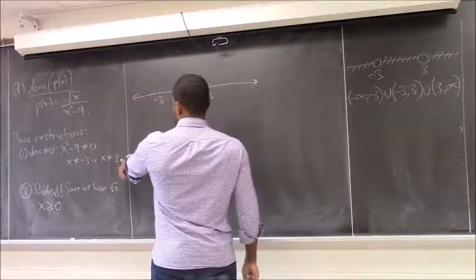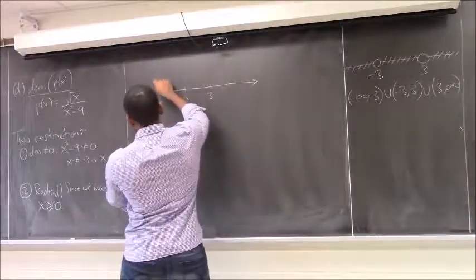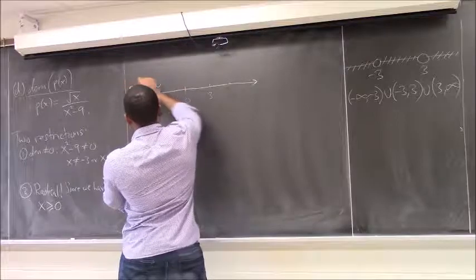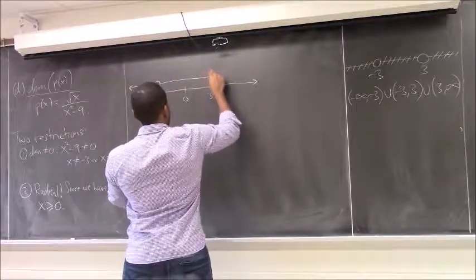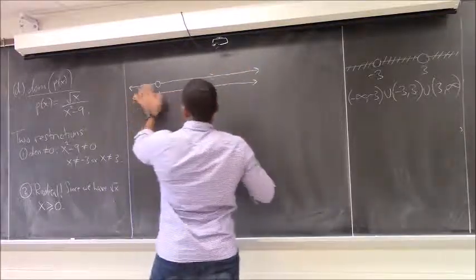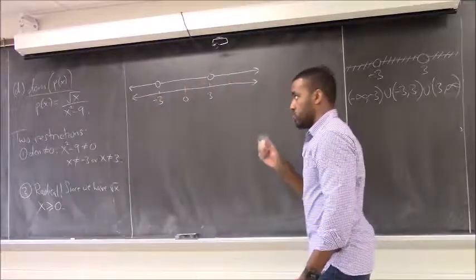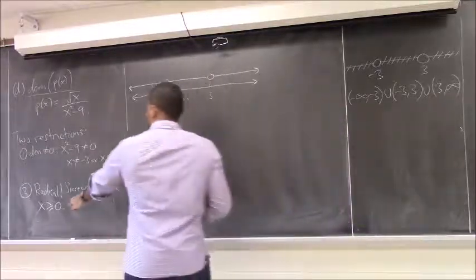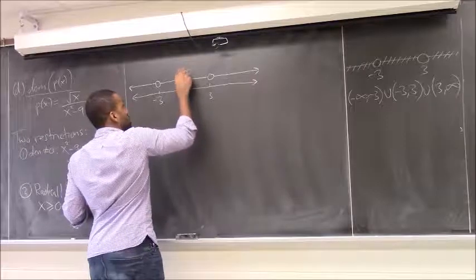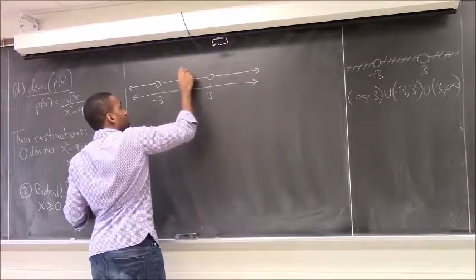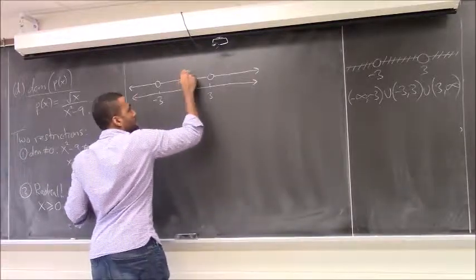And let's worry about this one. For this one, 3 cannot be included, and minus 3 cannot be included. But it works here, here, and here, right? Just as we did before. For this one, 0 is included, so I can shade that in. But I need that and bigger.